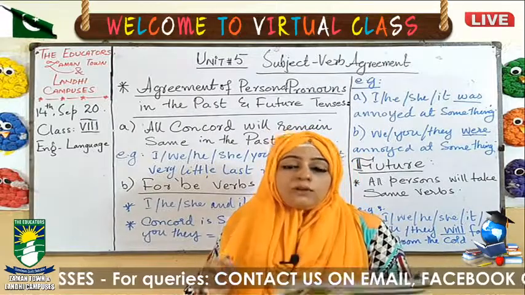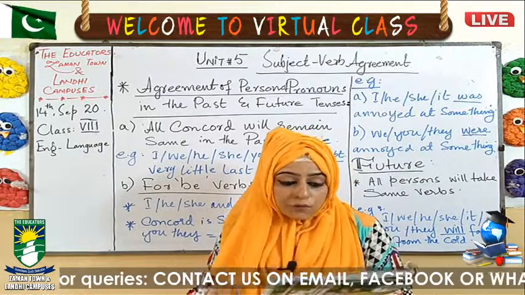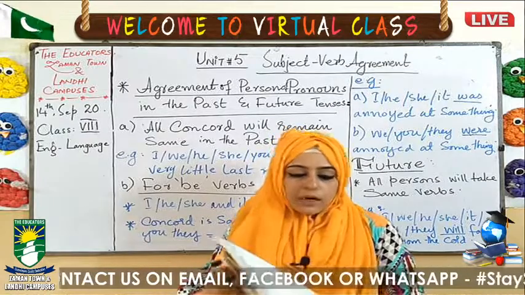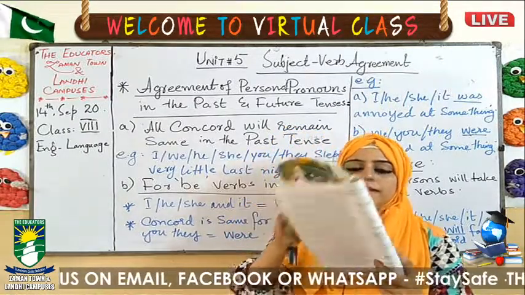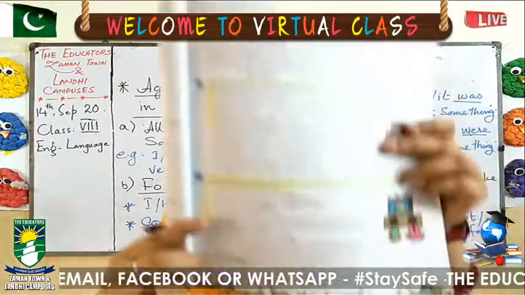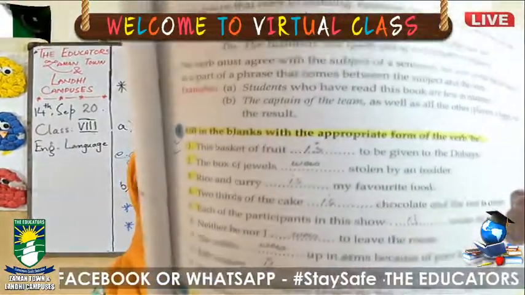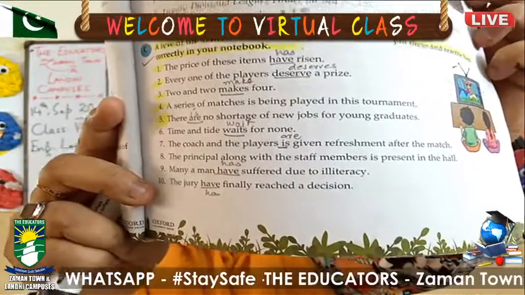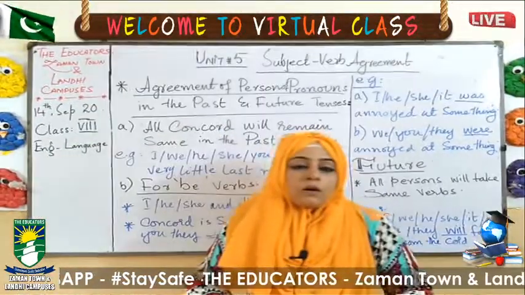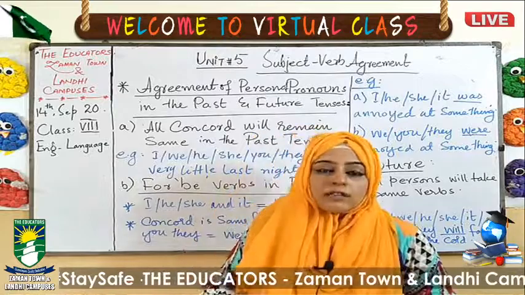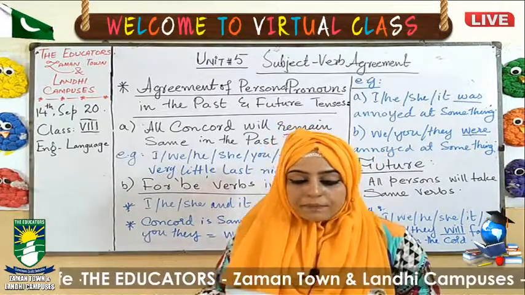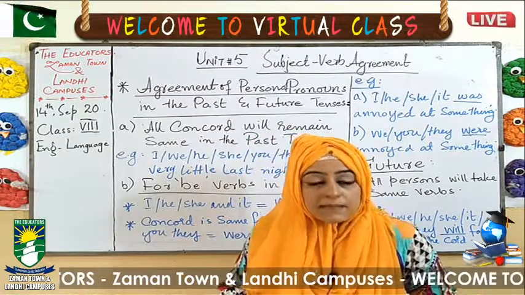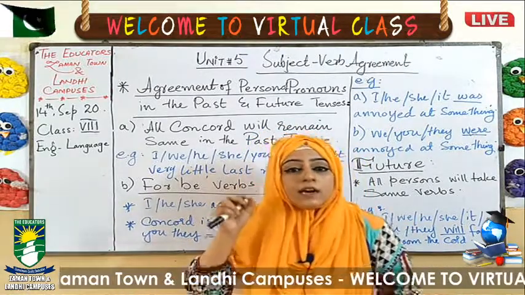Now heading towards our exercises, what we have to do regarding this. Now come up to page number 31, please. Exercise B and C. Okay, exercise B and exercise C we are going to solve now. For exercise B, the question is: fill in the blanks with the appropriate form of the verb be. Here sentences have been given and you have to insert be verbs.